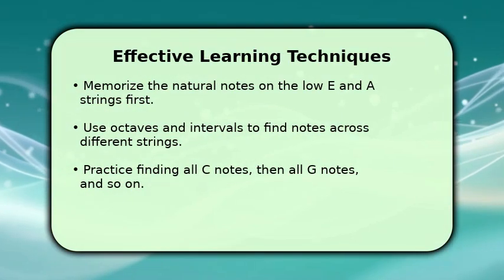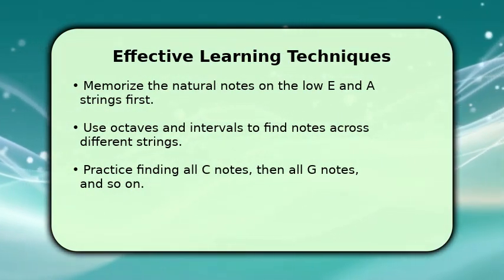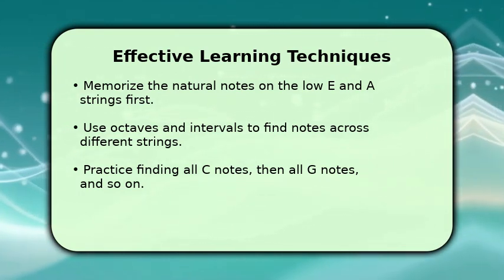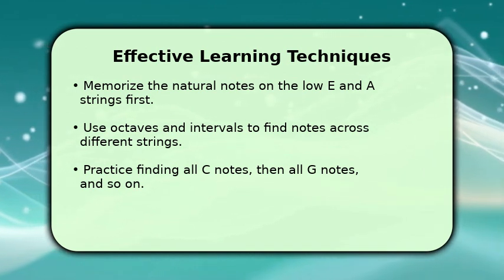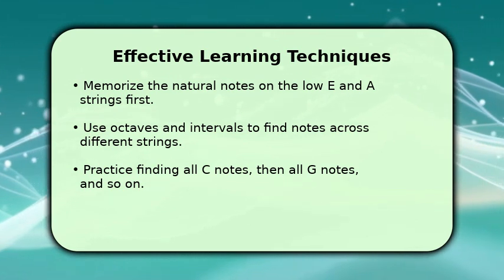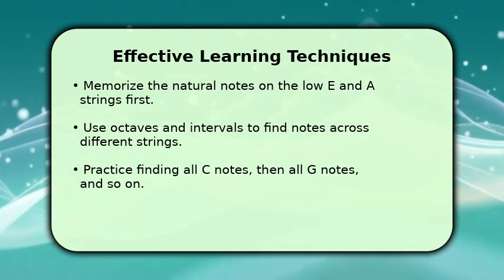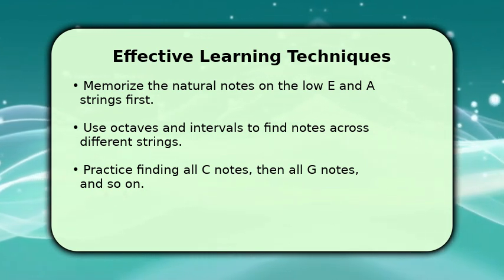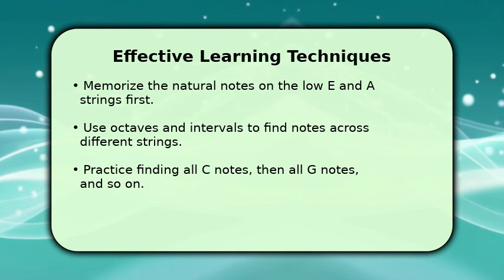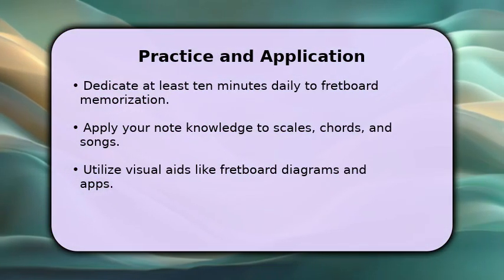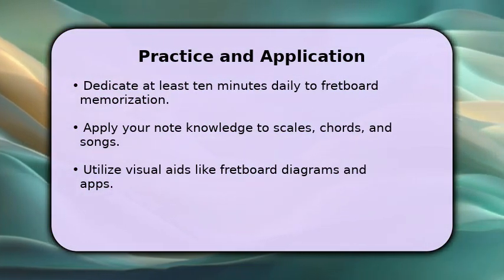To effectively learn the notes, start by memorizing the natural notes on the low E and A strings. These 2 strings serve as excellent reference points. Once you know these, use your knowledge of octaves and intervals to locate the same notes on other strings. A great exercise is to pick one note like C and find every C on the fretboard, then repeat with other notes. Consistent practice is key to solidifying your fretboard knowledge.